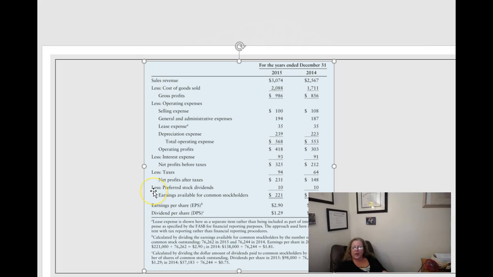Okay, now I know here at the bottom that they're subtracting dividends, but just ignore that. That's something they're just tacking on. That's not really part of the income statement. The income statement actually is going to end here where it says net profit after tax, okay?